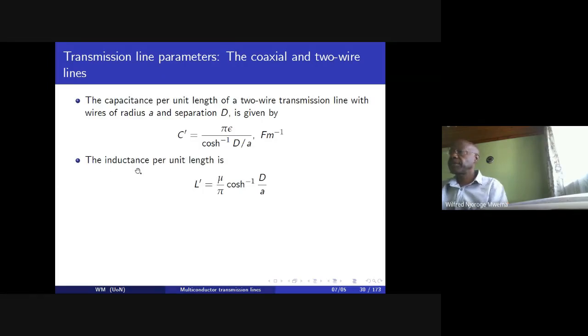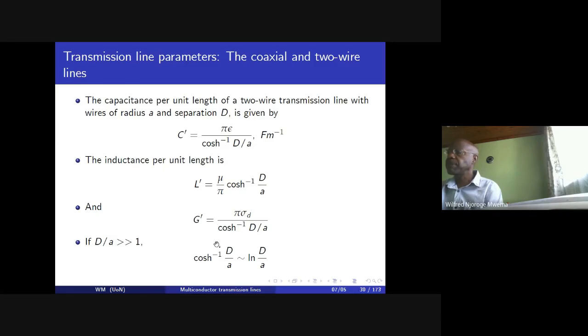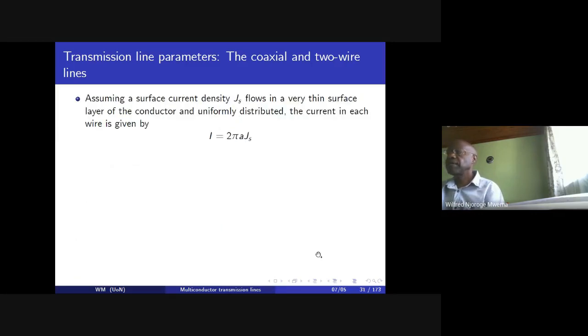So the inductance per unit length is of course given by the same kind of expression, and the G prime is given by that value, where we are just using the conductance divided by the permittivity and multiplied by the capacitance per unit length. And whenever D over A is much larger than unity, you can always replace the arc hyperbolic cosine of an argument x with the natural log of that argument. And therefore, you can always replace those values.